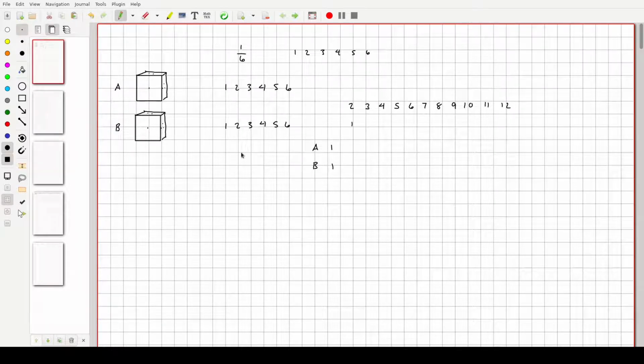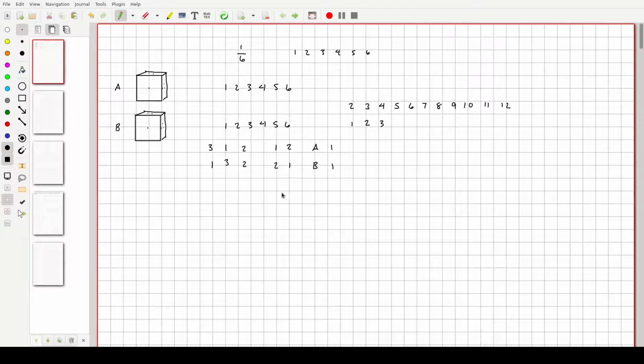What about 3? Well, die A could be a 2 and die B could be a 1. Or die A could be a 1 and die B could be a 2. So there are two possible ways that that could happen. What about a 4? Well, one of them could be a 3. For example, die A could be a 3 and die B could be a 1. Die A could be a 1 and die B could be a 3. Or they could both be 2s. So 3 ways.